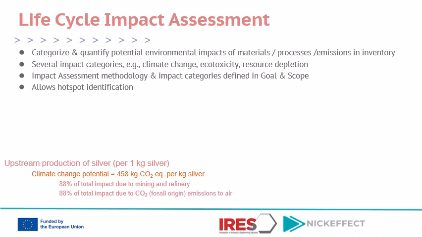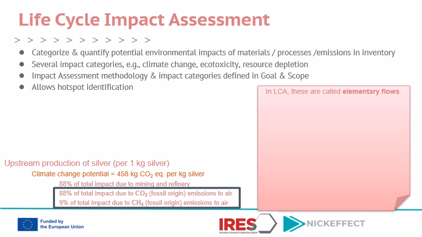And we can even see exactly which emissions and which chemicals cause this impact. So in this case, for the climate change potential of this silver material, the majority of the impacts is due to actual CO2 emitted to the atmosphere, where about 9% of the impact is because of methane emitted to the atmosphere. In LCA, we refer to these specific chemical emissions that I'm showing here as elementary flows.